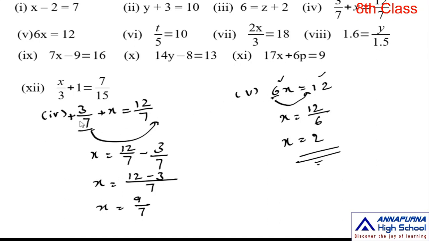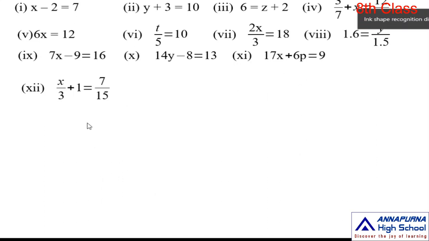Up to the fourth equation, we transposed a term from the left side to the right side, but in the fifth equation I am not transposing a term, I transpose a factor. 6 into x means 6 is a factor, it's not a term. So that's why it changes to 6 multiplied. When you transpose it to the right side, it changes to division without changing any sign.